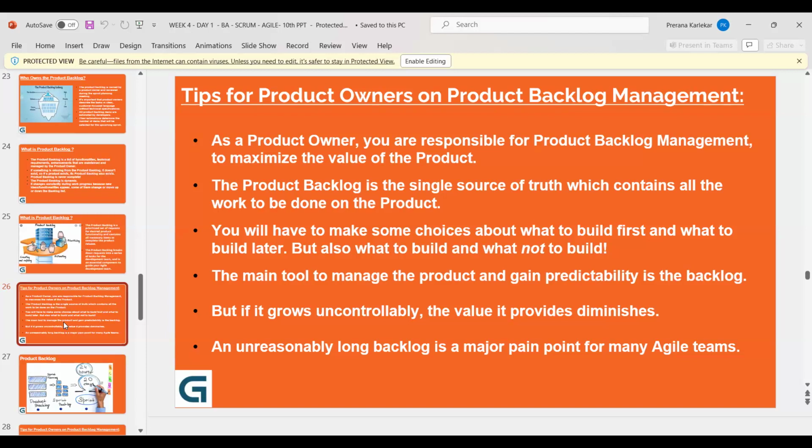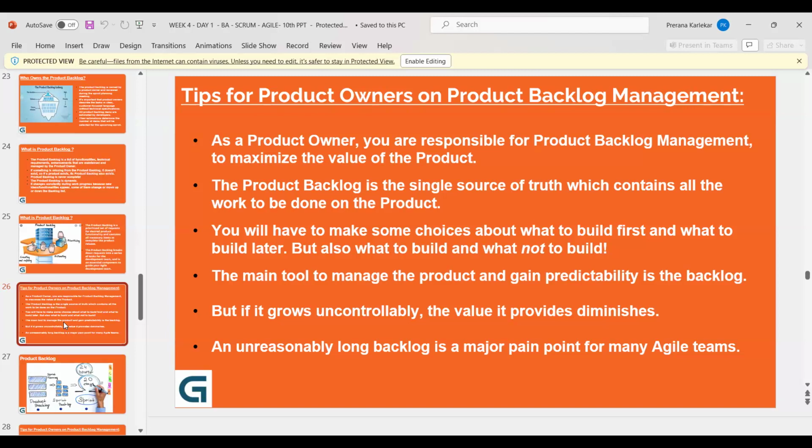So, yeah, the fourth one. The main tool to manage the product and gain predictability is the backlog. Yeah. Thank you so much, Malavika, for reading this. The fifth person with the fifth bullet point. But if it grows uncontrollably, the value to provide diminishes. Okay. Thank you, Kavi, for reading this out.